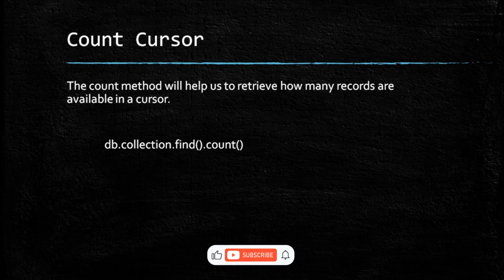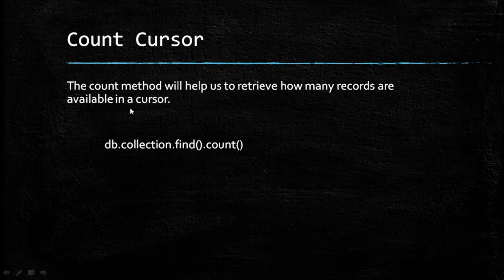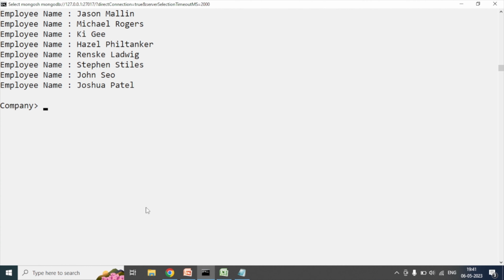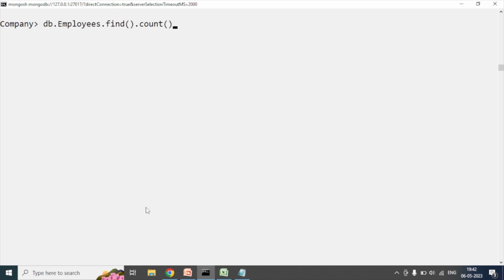Now we will understand the count method in cursor. The count method helps us to retrieve how many records are available in the cursor. The syntax is like this. We will use the count method after the find method. Now we will check how many records are present in the employee collection by using the count method. I have written the code to get the number of records present in the employee collection. Now you can see my employee collection has 50 employee details. So we got the result as 50.